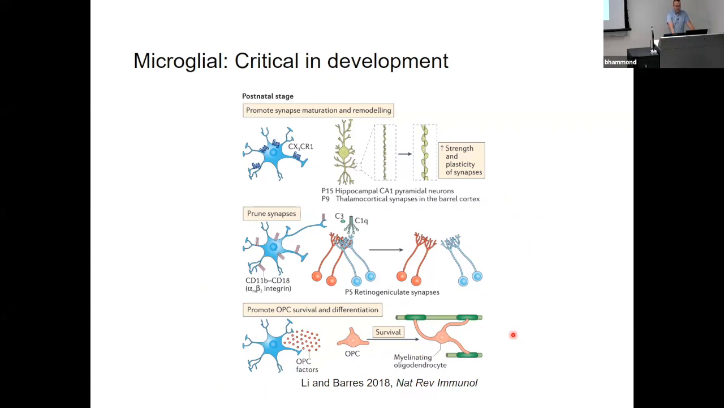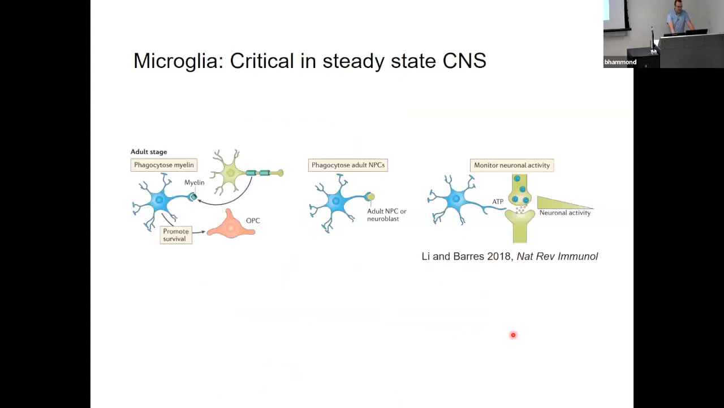As development finishes up, though, microglia kind of switch up their roles. They're still microglia, but their roles kind of change. So again, in adulthood, we see this role of phagocytosing myelin and pruning myelin to make sure that it's at its optimal ensheathment, and they can phagocytose other cells.